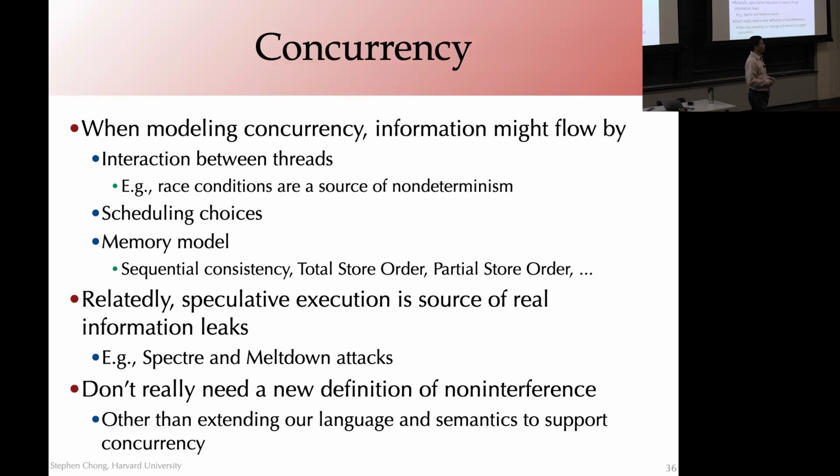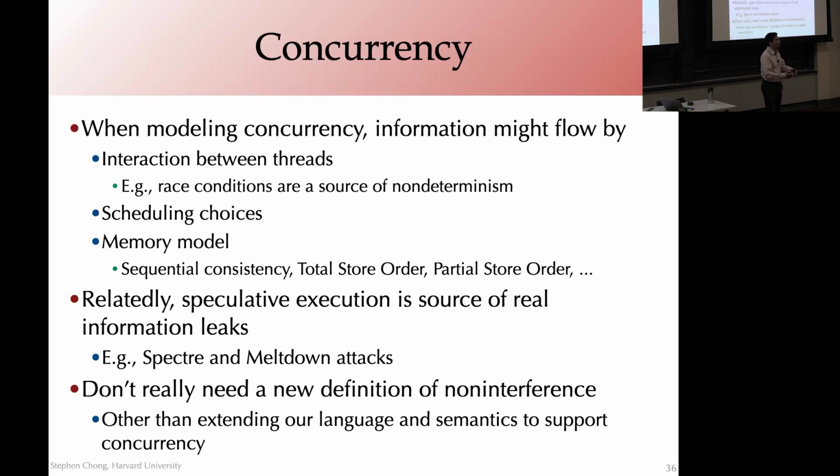Concurrency is another way that we might extend the computational model. And when we extend the computational model in that way, we might have additional ways that information can flow. So we already talked about the idea that race conditions might be a source of non-determinism. We've also touched on how the scheduler might end up revealing information if the scheduler is making choices depending on secret information. You can actually get into more detail and think about the memory models that various architectures use.